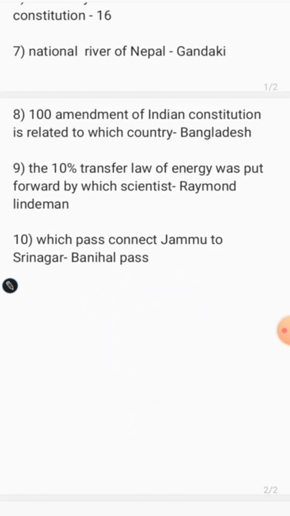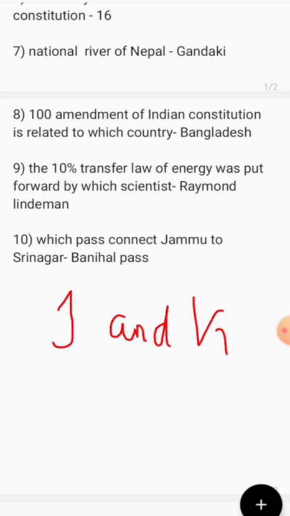Okay, so the next question is, which pass connects Jammu and Srinagar? This is an important pass because currently we know that Jammu and Kashmir and Ladakh are two union territories. Previously it was a state and its name was Jammu and Kashmir. We will write it as J and K. Srinagar was the capital of this. Srinagar is actually located in this Kashmir region.